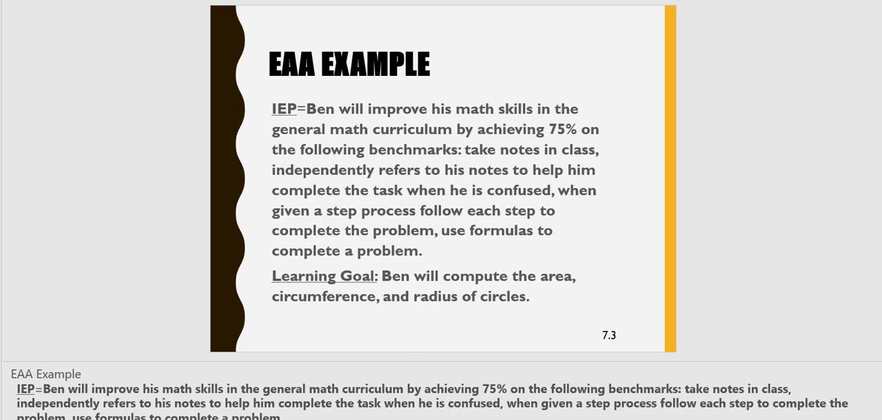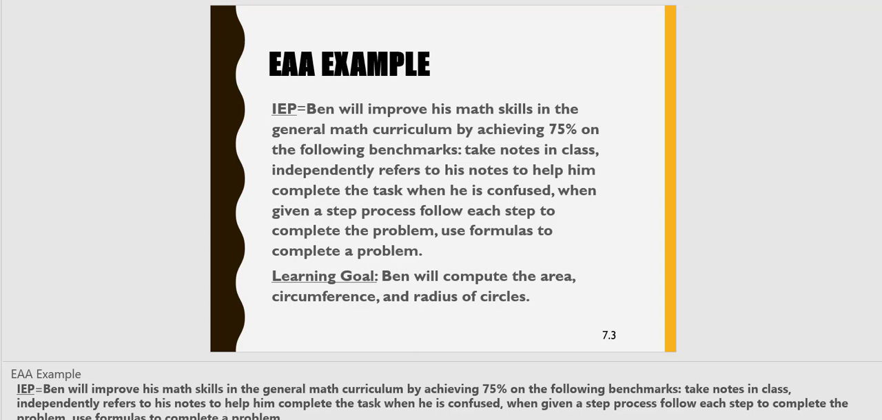The IEP goal is Ben will improve his math skills in the general curriculum by achieving 75% accuracy on the following benchmarks. Take notes in class, independently refer to his notes to help him complete a task when he is confused. When given a step process, follow each step to complete the problem, and use formulas to complete the problem.